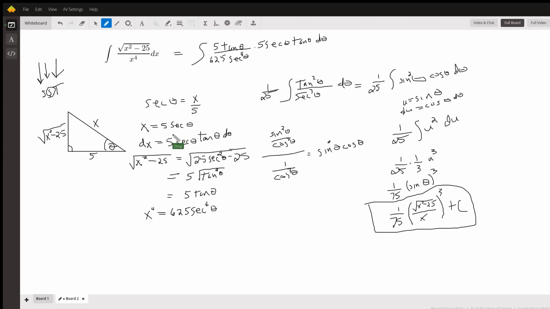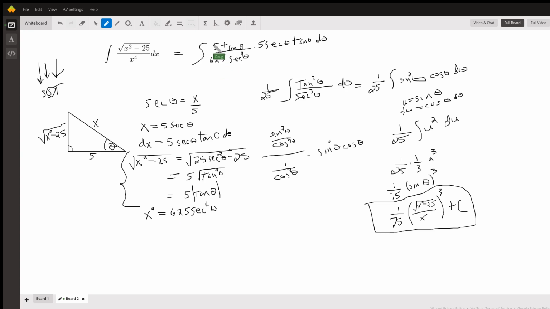So x equals 5 secant theta, dx is 5 secant theta tangent theta d theta. Here's the work that shows you how we got rid of the radical. We really should probably have an absolute value symbol here, but for this problem, we won't worry about that. x to the fourth is 625 secant fourth theta. So we're ready to do the substitution. x squared minus 25 under the root gives 5 tangent theta. dx is 5 secant theta tangent theta d theta, and there's x to the fourth.